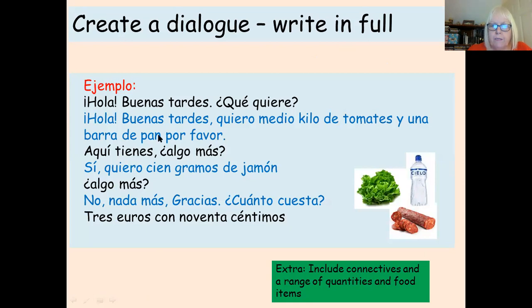Now, the main task today, what I want you to do is to create a dialogue. What you listened to there was a fairly basic ¿qué quieres? What do you want? Quiero, I want, or I would like. And we also had this algo más. So reading through, this was an example.